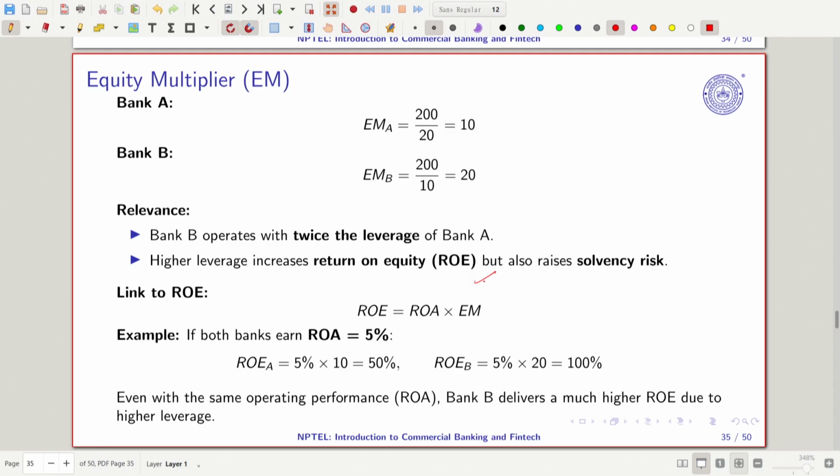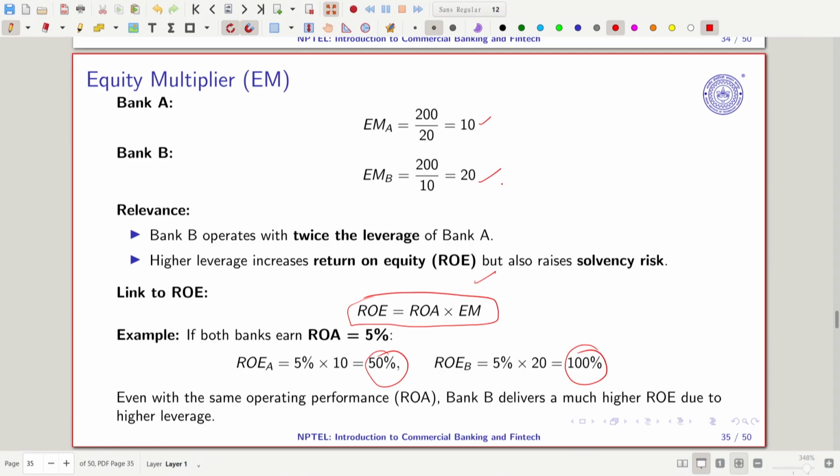And coming to the revised formula that we had for the return on equity, which is return on asset into equity multiplier. So if the bank earned a 5% return on asset, then we can easily see that return on equity is 50%, and for bank B it is coming out to be 100, which means that the equity multiplier for both bank A and bank B matters, and bank B appears to be converting more assets into equity, and this is where it is leading to this.